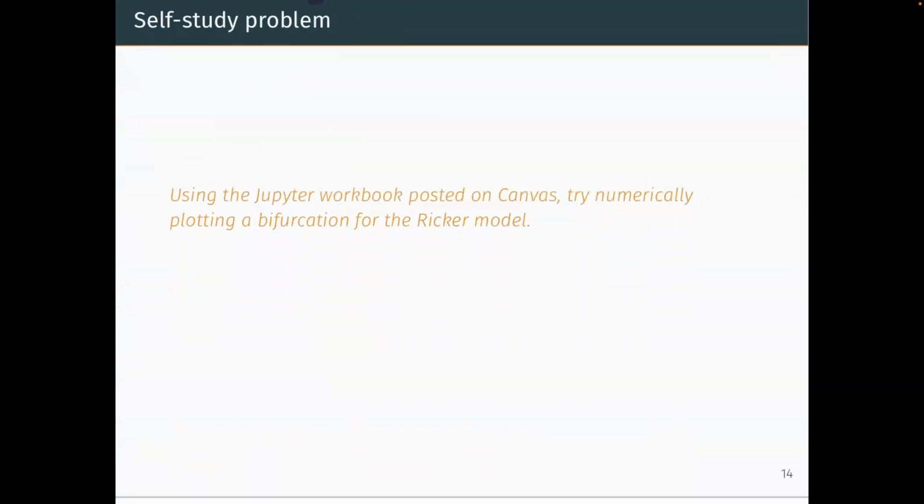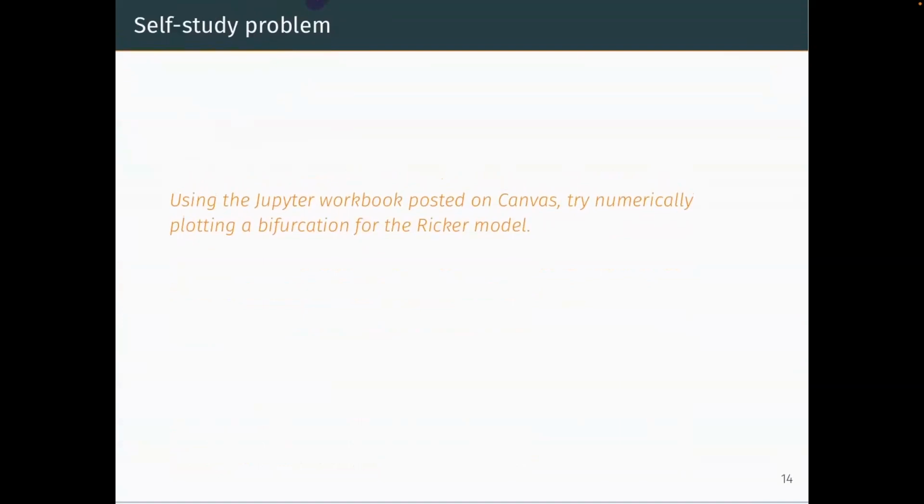Okay, the self-study problem is another Jupyter workbook. To get you familiar with using Python to numerically understand what goes on in some of these models. So the Ricker model was introduced, I believe, at the end of the last lecture. Try using that workbook to plot a bifurcation diagram. So there are tools in there to help with that. Also, if you don't understand that one, it might be a good one to bring along to the tutorials as well.